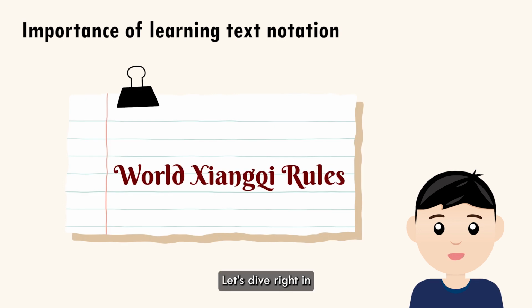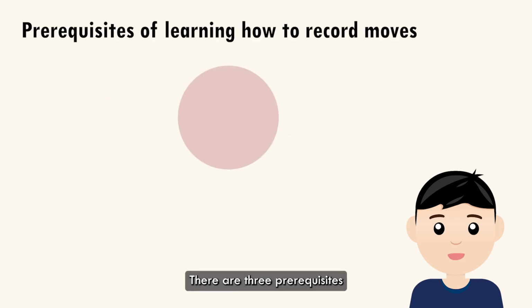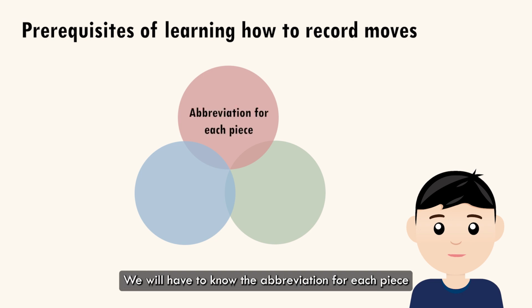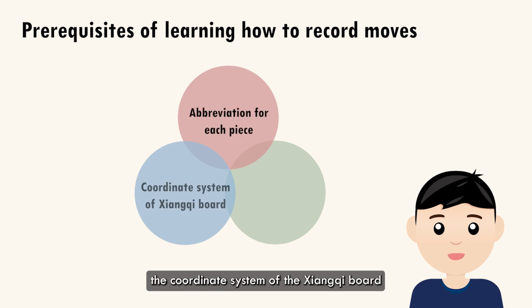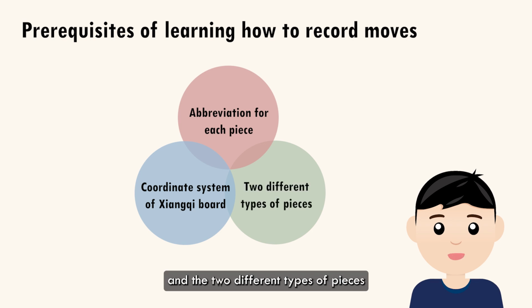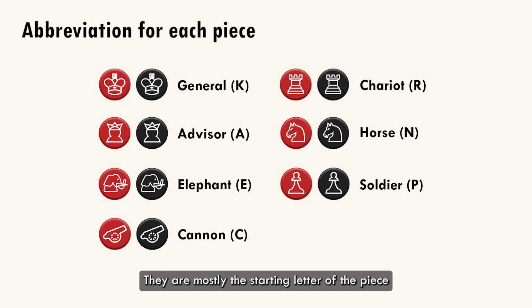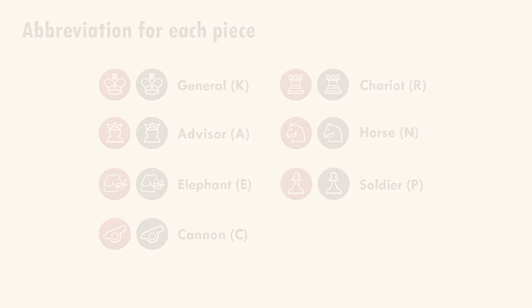Let's dive right in. There are 3 prerequisites before we dive into how we record the move. We will have to know the abbreviation for each piece, the coordinate system of the Xiangqi board, and the 2 different types of pieces. Let us start with the abbreviation. As you can see on the screen, the letter within each bracket represents the abbreviation of the piece. They are mostly the starting letter of the piece.